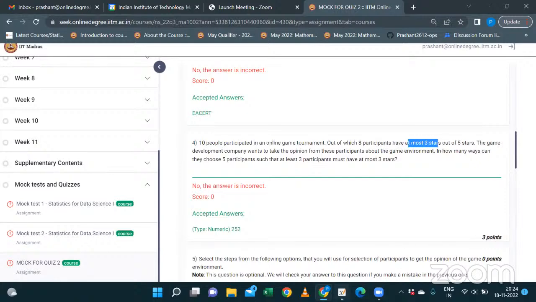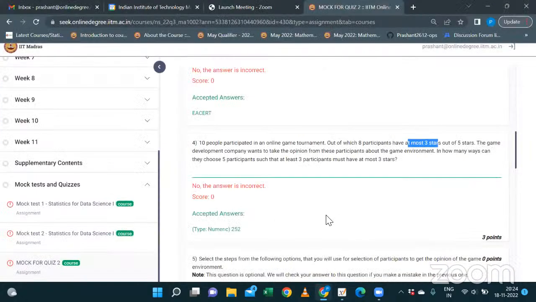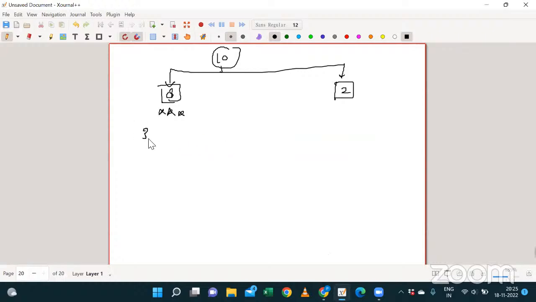Let me create a page. There are a total of 10 participants. Out of them, 8 participants have at most 3 stars. At most 3 stars means it can't exceed 3 stars; it can take 0, 1, 2, and 3. The game development company wants to take opinion from these participants about the game environment. In how many ways can they choose 5 participants such that at least 3 participants must have at most 3 stars? That means we have to choose at least 3 participants from here who have at most 3 stars, right?